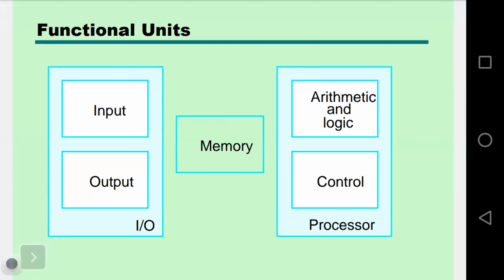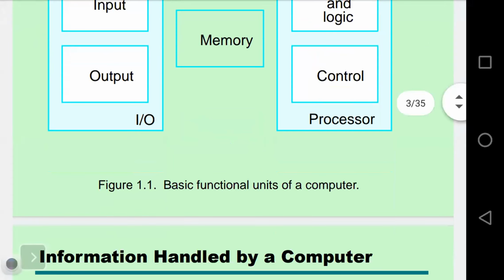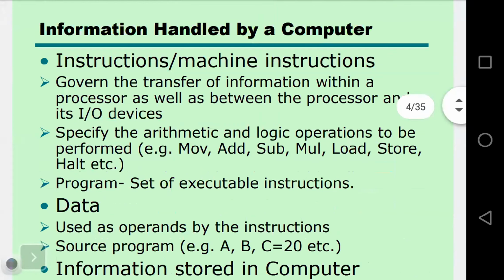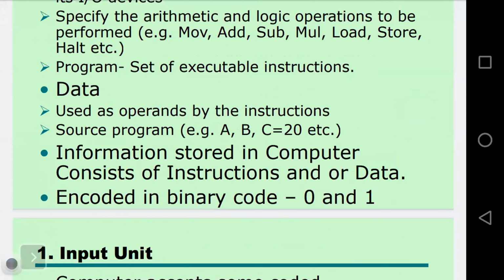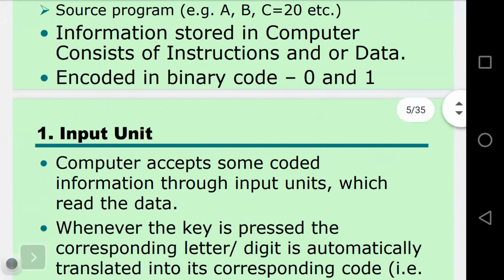Generally you will find these are the 5 units in the computer: input unit, output unit, memory, arithmetic logic unit, and the control unit. Yesterday we saw what is an instruction, a machine instruction, and what is data. Actually the instruction and data are the same, because the computer understands only 0 and 1.